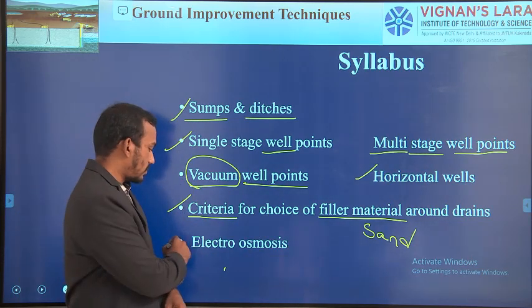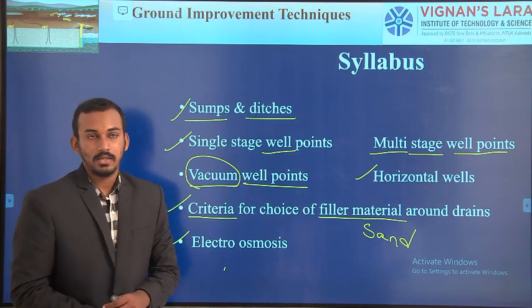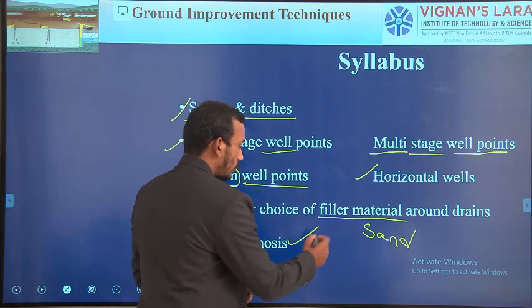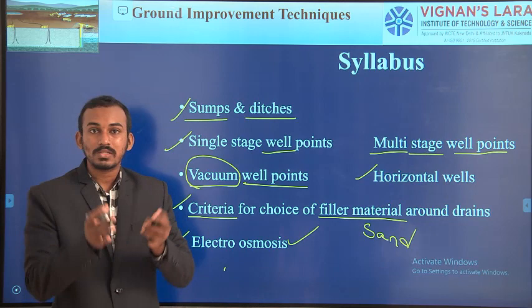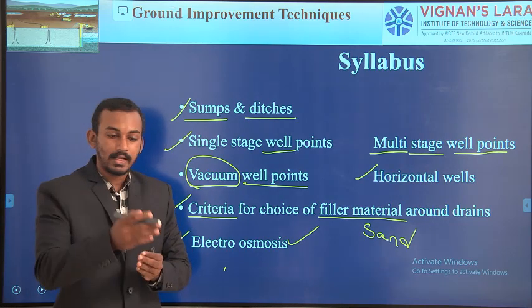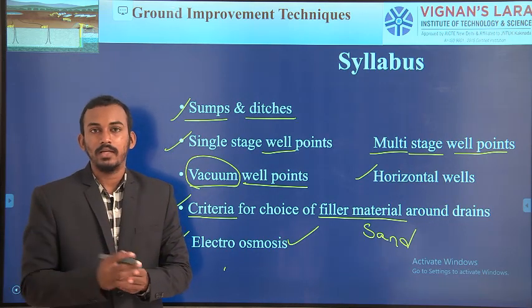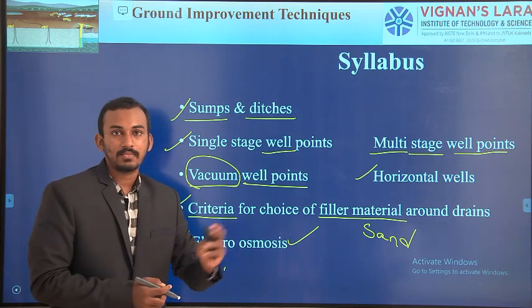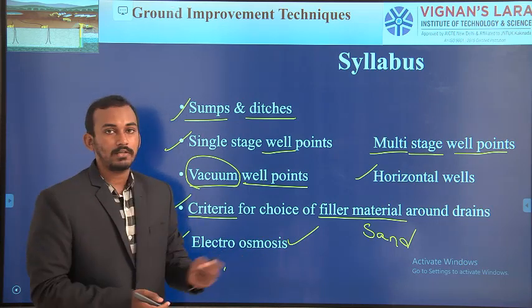And the next one is electroosmosis. By using this method also, we can attract the water to a certain point only. So rather than excavating wells throughout our site, we are going to use this electroosmosis method. It has positive and negative charges.